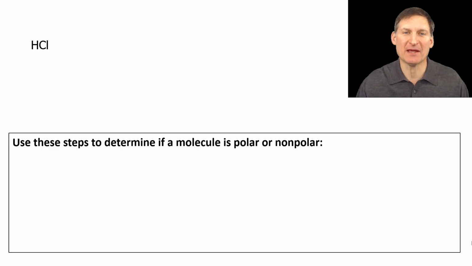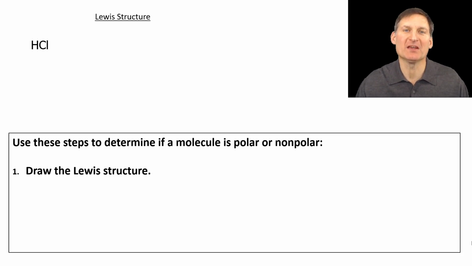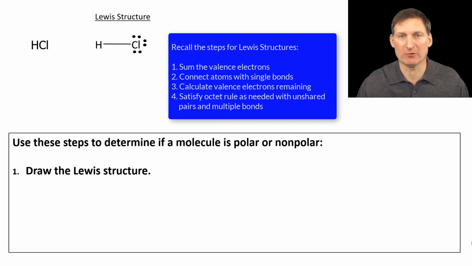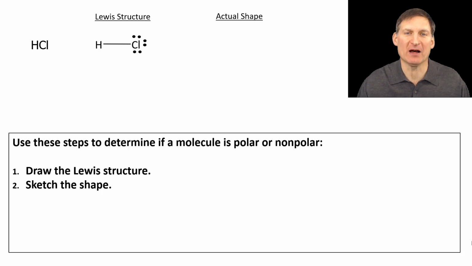Let's start with a simple diatomic molecule, hydrogen chloride. Use the following steps to determine if a molecule is polar or nonpolar. First, draw the Lewis structure. Here it is for HCl. If you aren't sure where that came from, you should immediately stop this lesson and go back and review how to draw Lewis structures. Next, sketch the shape of the molecule. In this case, it's really simple because there are only 2 atoms, so it must be linear, like this.